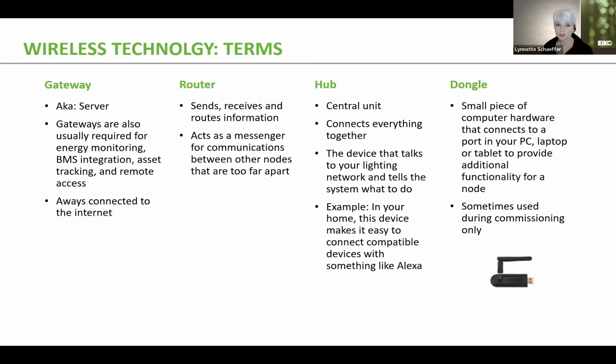A hub is a central unit, and it connects everything together. It's the device that basically talks to your lighting network and tells the system what to do. An example in this particular case is that maybe in your home, this device makes it really easy to connect to compatible devices with something like Alexa. Again, not always required. And then a dongle is a small piece of computer hardware that connects to a port in your PC, laptop, or tablet to provide additional functionality for a node, and is sometimes used during commissioning. Not all lighting manufacturers require any of these nodes, but some do. It just depends on what system you're looking at.